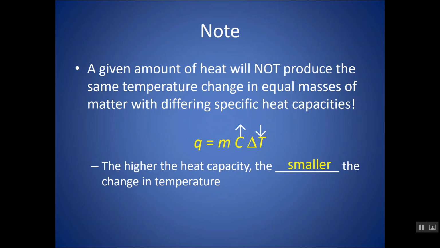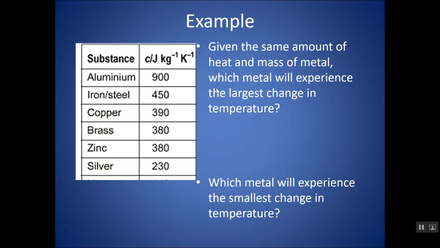Okay, take a moment and try this example. Here is a chart, and here's specific heat capacities. These are per kilogram rather than gram, but it's still heat per mass unit per temperature. Take a moment and answer these two questions and then check your work. So these are all different metals.